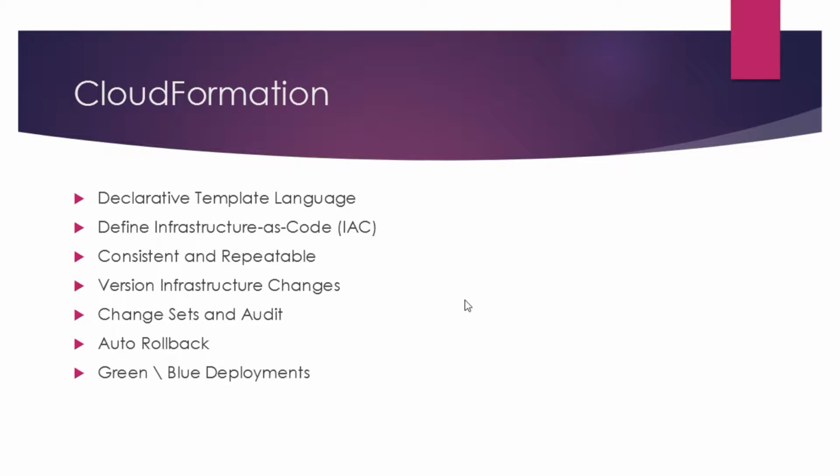So CloudFormation is a great tool. It's a declarative template language. It allows you to define infrastructure as code. And once infrastructure has been defined as code, it is consistent and repeatable. You can version your changes to the infrastructure, which means you can roll back and roll forward on an infrastructure level. You can apply change sets and audit your changes. Therefore, you know exactly who to blame and for what reason.